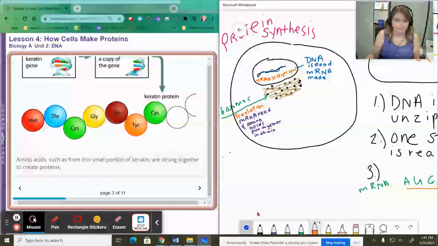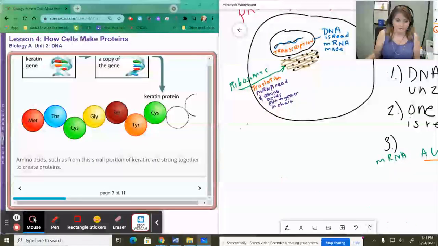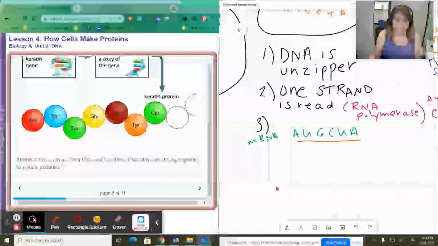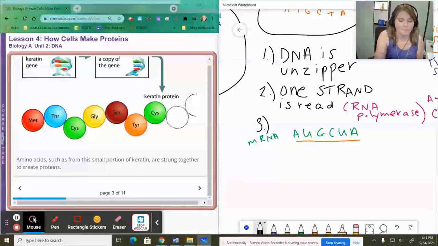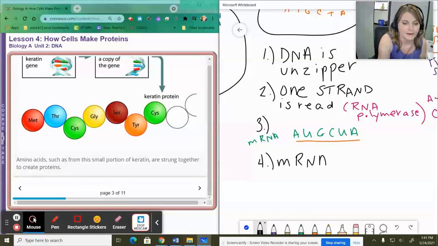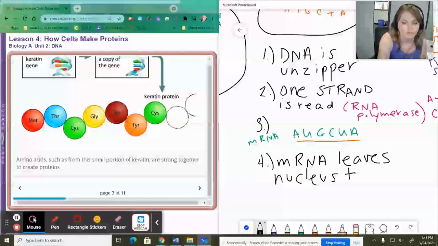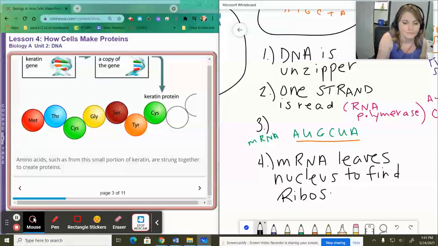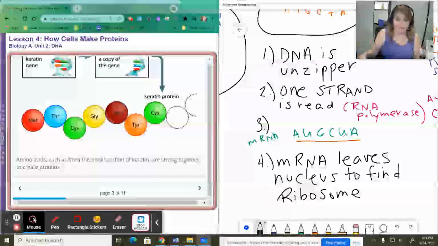And now we're into the translation part. So with translation, actually, I'm just going to put a step 4 here so that we have that. mRNA leaves nucleus to find ribosome. Okay, now we officially write that part down.